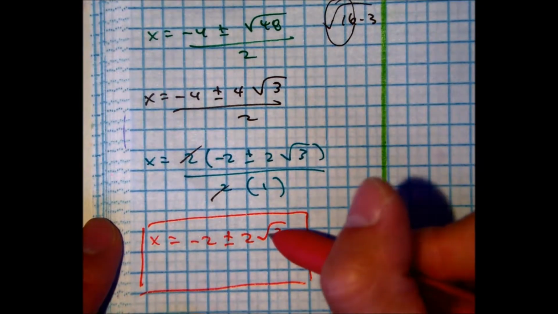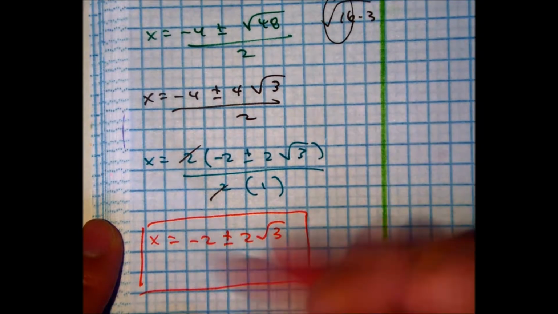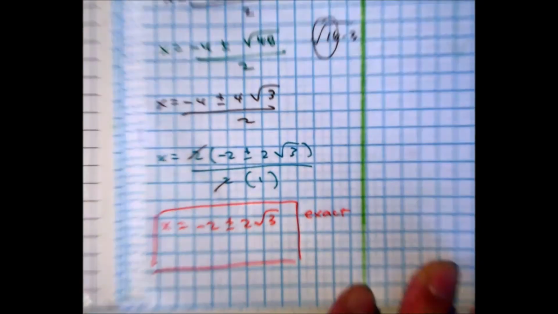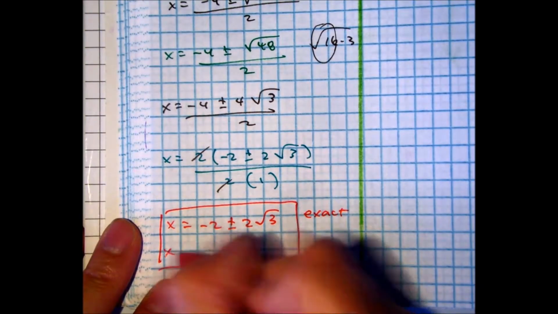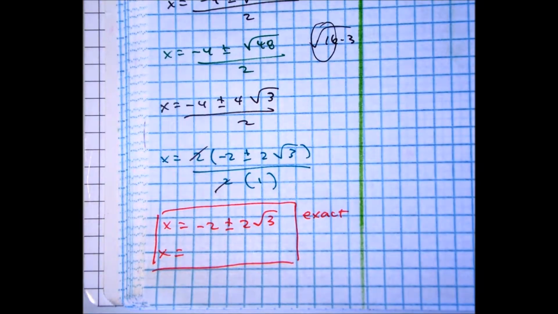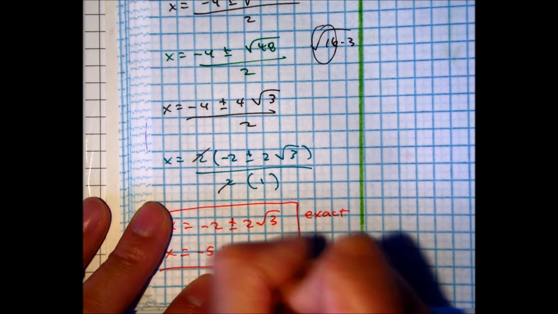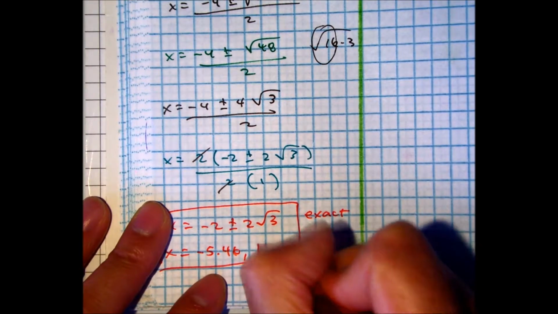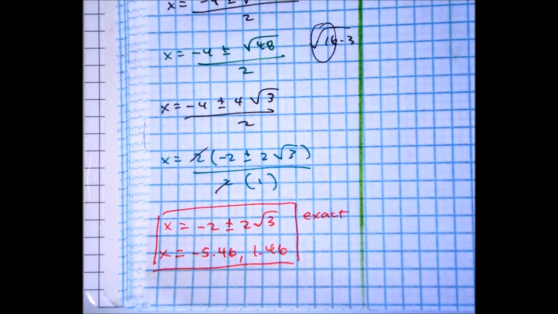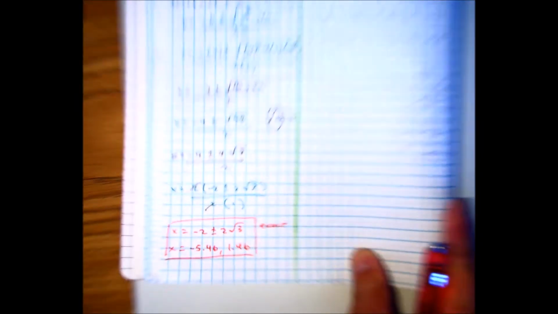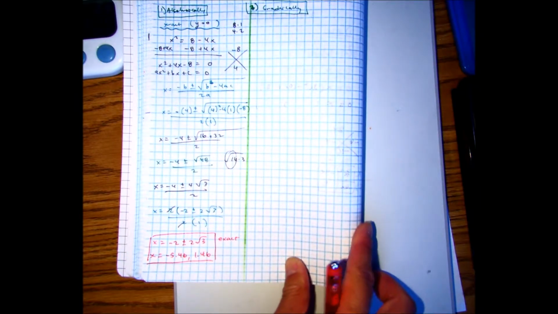Class, is this exact or rounded? You could put that in your calculator to give you some kind of understanding of where that is. I'll do it for you. Negative 5.46 and 1.46. Raise your hand if you got one of those answers. Alright, let's graph this now.